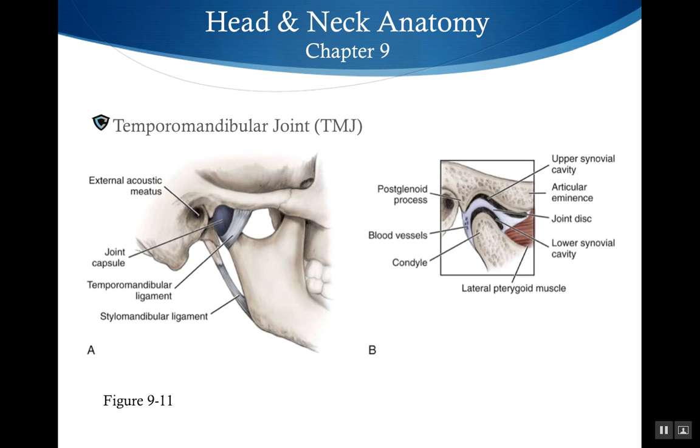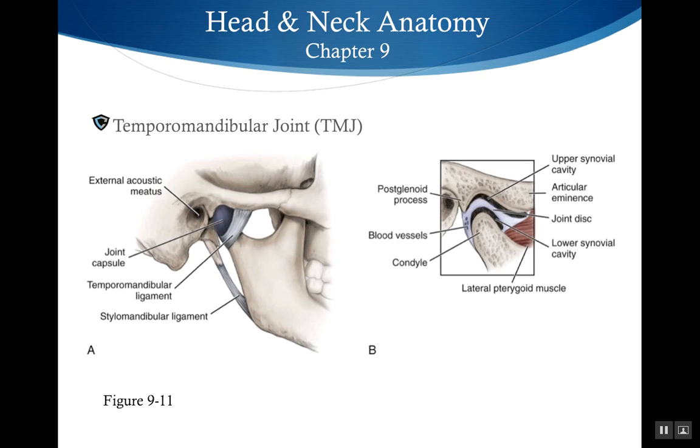The TMJ is a joint on each side of the head that allows for movement of the mandible during speech and mastication, which we also said is another word for chewing. The joint is composed of the temporal bone and the mandible, hence the name temporomandibular joint. You can feel your TMJ by putting your finger right in front of your ear and then opening and closing your jaw.